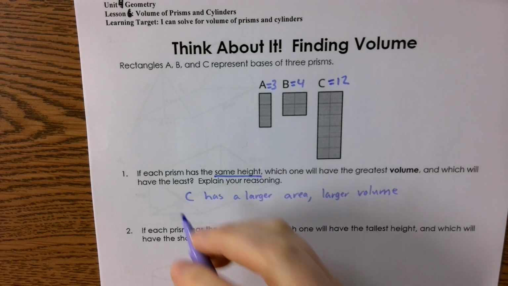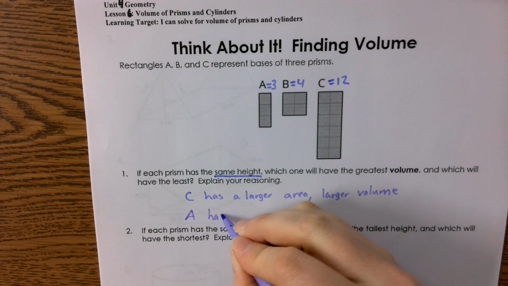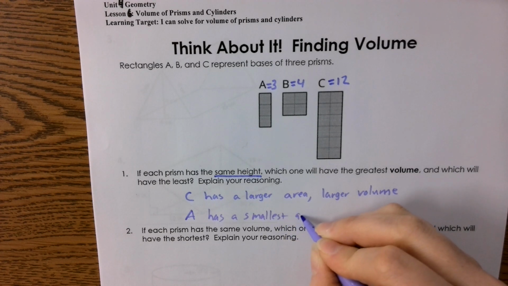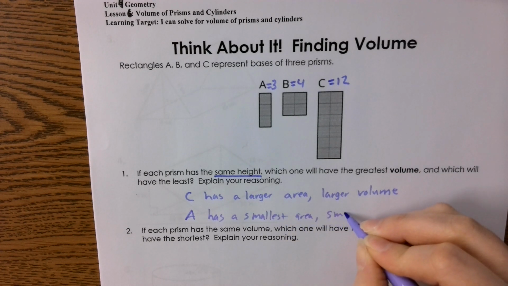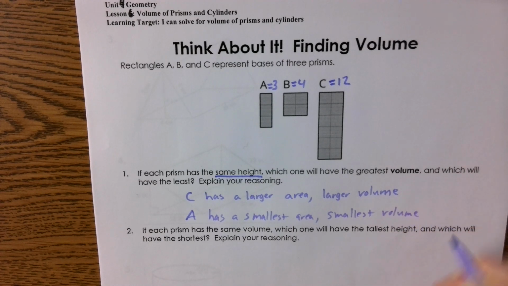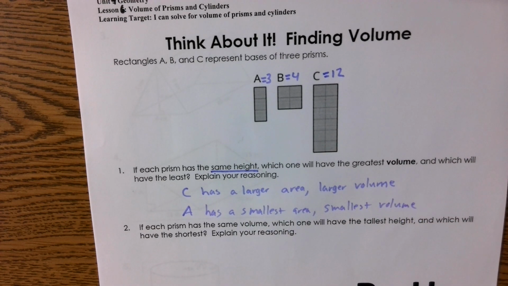And then A has the smaller, or the smallest area, so it's going to have the smallest volume. Again, only because they're all going to have the exact same heights. Because their heights are going to be identical, then the only thing that's going to affect the volume is the area of that base shape.